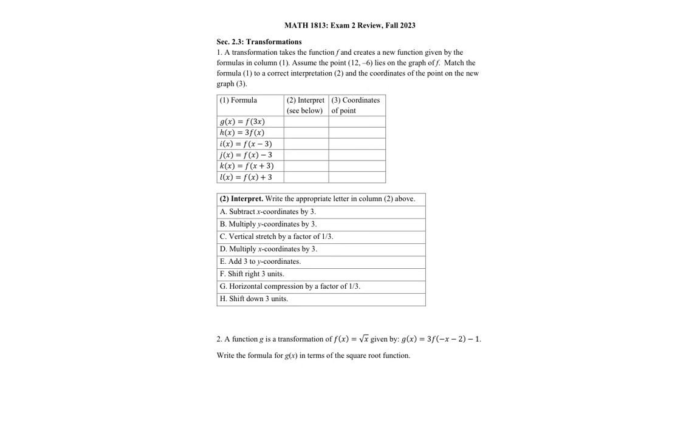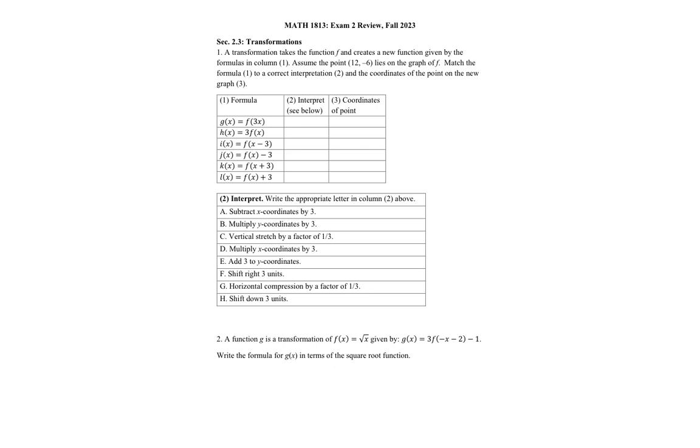So starting with the first problem, it's going over section 2.3 transformations. It says a transformation takes the function f and creates a new function given by the formulas in column 1. Assume the point (12, -6) lies on the graph of f. Match the formula in column 1 to a correct interpretation in column 2 and the coordinates of a point on the new graph.